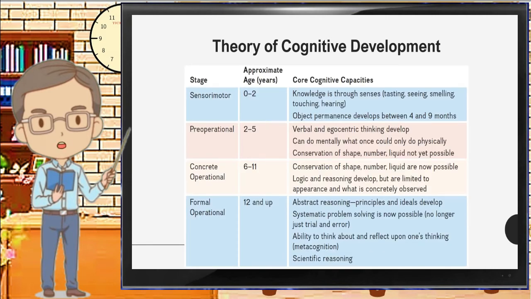Now let's take a look at the actual stages of cognitive development that Piaget shared to us. So the first stage is what we call sensory motor stage, and this happens around 0 to 2 years old. And in sensory motor stage, we get knowledge through senses because we don't have prior experience yet. We don't have an existing knowledge about how things work. We try to learn through first-hand experience.